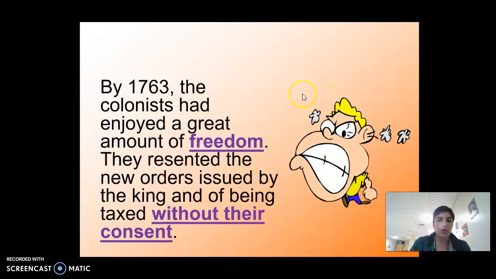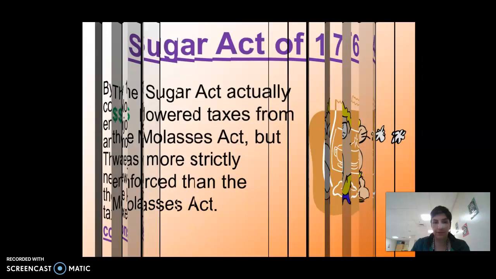In 1763, the colonists had enjoyed a great amount of freedom. They resented the new orders issued by the king and being taxed without their consent. With all of these taxes, nobody had asked the colonists if they were okay with being taxed or if they agreed with the idea of taxing them. These were just laws that were passed without their consent.